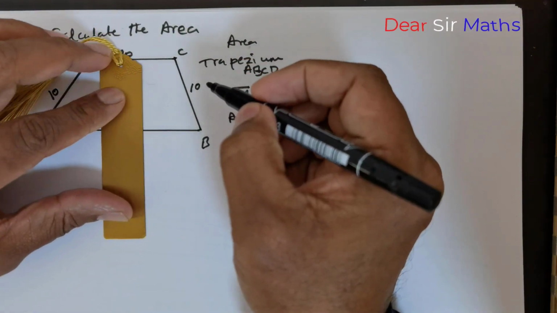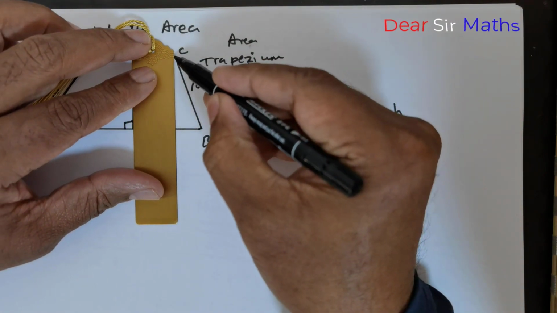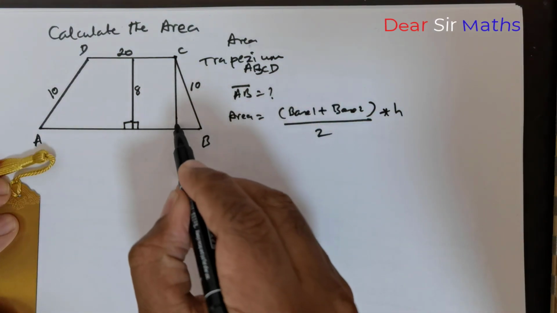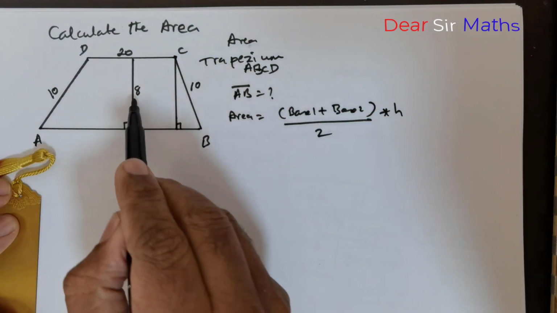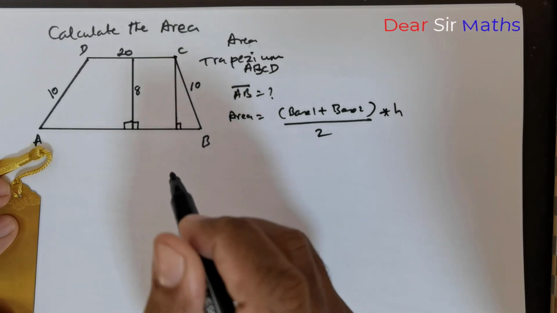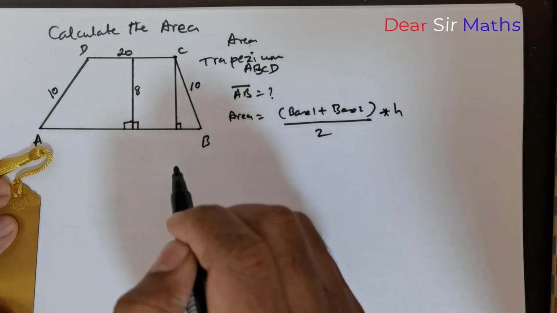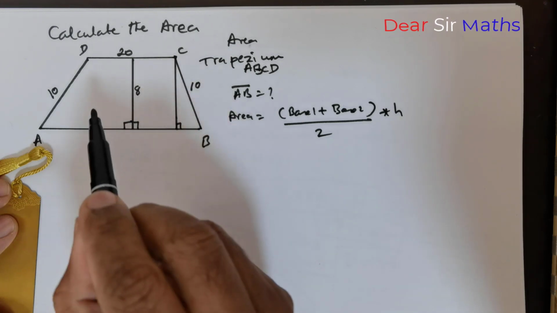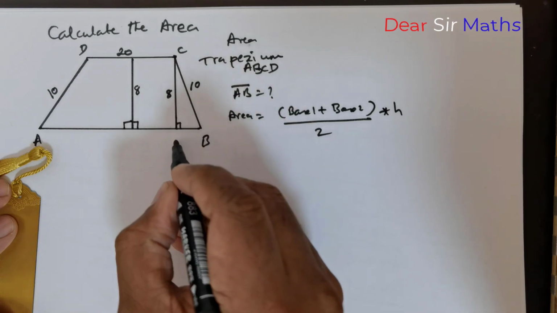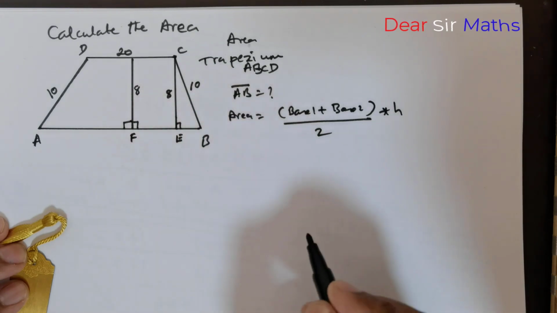Now the first and foremost thing that we would have to do in this case is drop a perpendicular from C down to AB. So this is 90 degrees, right? Now clearly you can see that this distance and this distance are one and the same, because this is a perpendicular dropped and this is also a perpendicular dropped, right, from CD. So clearly I can write this as 8. Now let me take this point to be E and this point to be F.